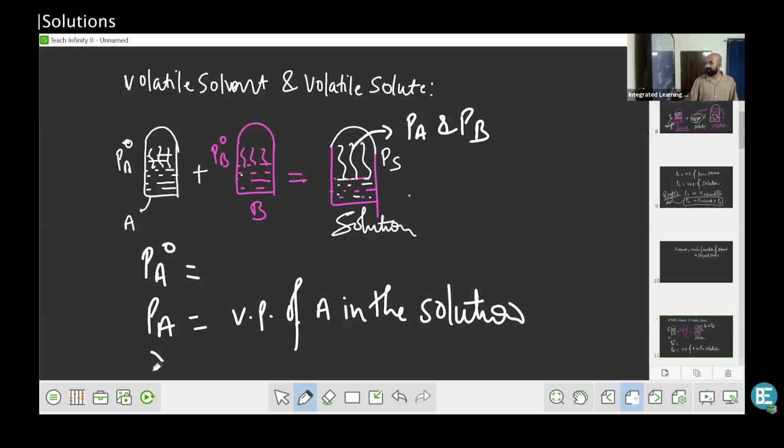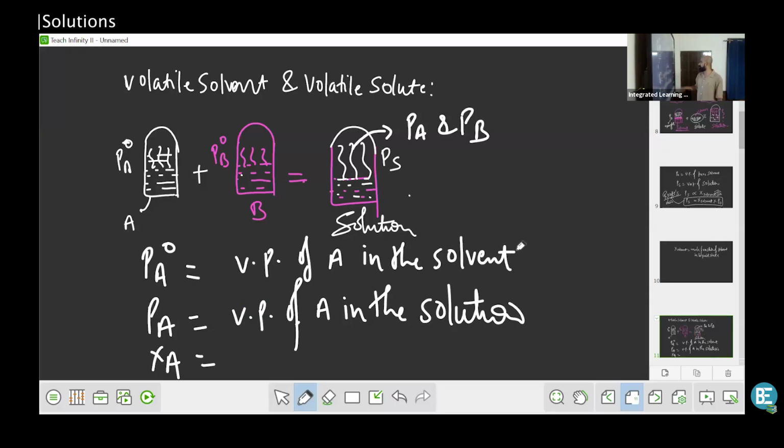Okay? Write down XA is the mole fraction of A in the solution. This was the vapor pressure of A in the solvent. It is going to be a little bit difficult. I told you at the onset, so please bear with me. If you have any doubt, ask. XA is the mole fraction of A in the solution.